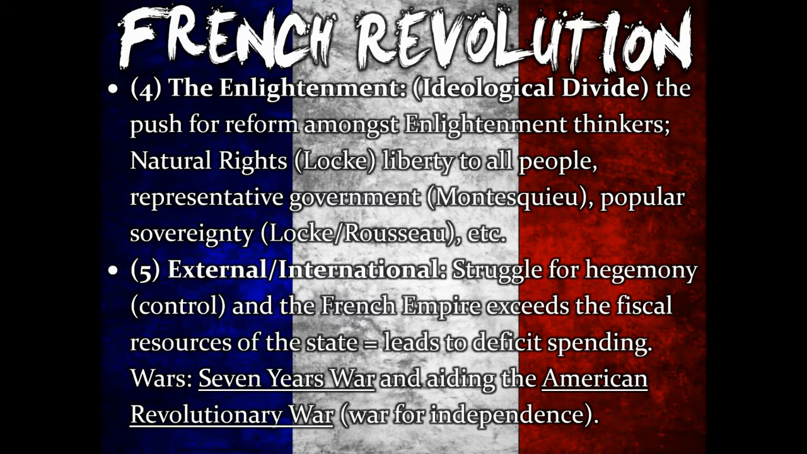France, trying to build this empire, loses the 7 Years' War, spends a bunch of money on it, and spends a bunch of money trying to help the Americans gain independence, right? This spending really significantly hurts France. On top of all the other economic issues they have, it basically breaks them, okay?